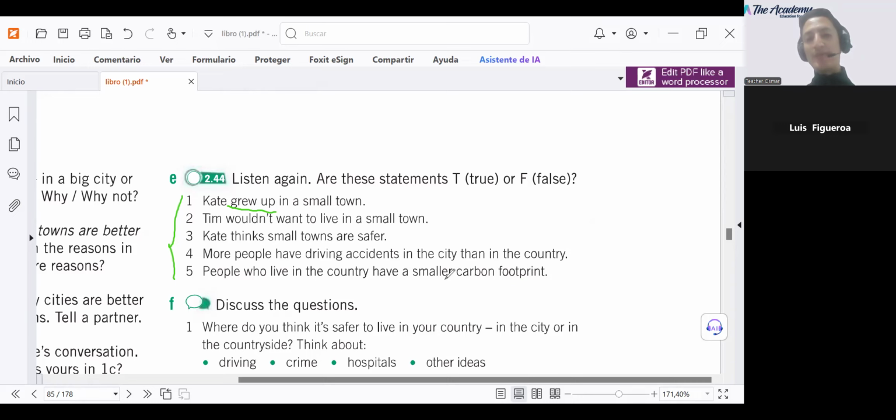No. El carbon footprint, la huella de carbón, es, por ejemplo, Luis, el impacto, the impact que tus acciones tienen sobre el medio ambiente, over the environment. Ok? Ese es el carbon footprint, es decir, el impacto que tienen tus acciones, your actions, sobre el medio ambiente. Es decir, la basura, the trash, la contamination, la destrucción, deforestation, all of that.